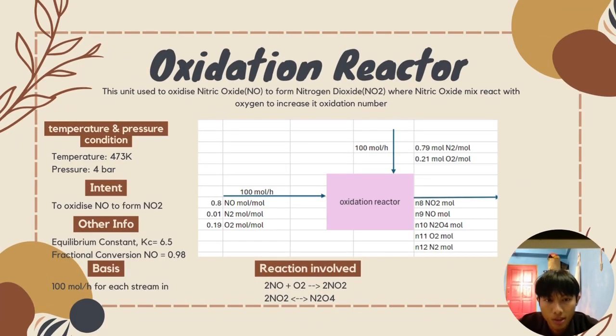Next, I will continue with the oxidation reactor, where this unit is used to oxidize nitric oxide to form nitrogen dioxide, where nitric oxide will mix with oxygen to increase the oxidation number to form NO2. The temperature and pressure conditions for my unit are a temperature of 473 Kelvin, which is 200 degrees Celsius, and a pressure of 4 bar. We have other information, which is an equilibrium constant of 6.5 and a fractional conversion of NO of 0.98, and we have a basis of 100 mole per hour for each stream in. The reactions involved are 2NO plus O2 to produce 2NO2, and 2NO2 will convert into N2O4.